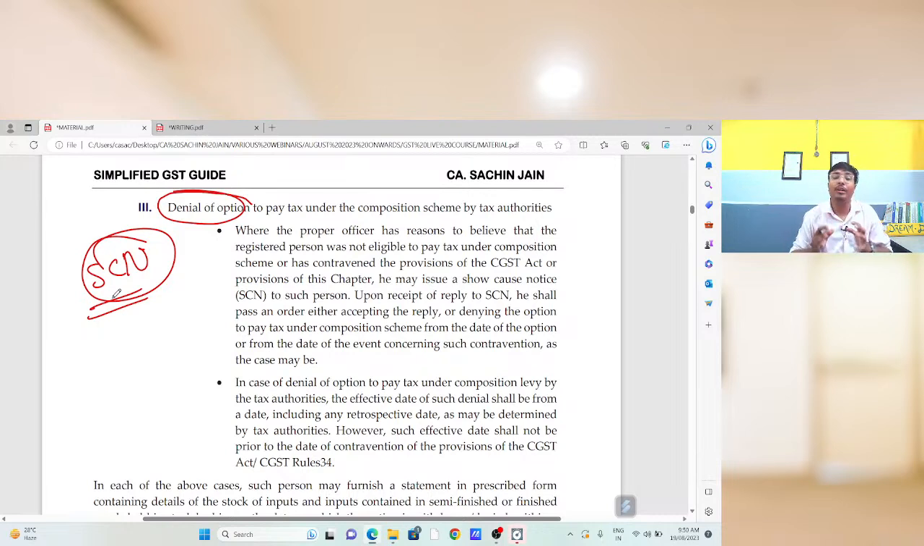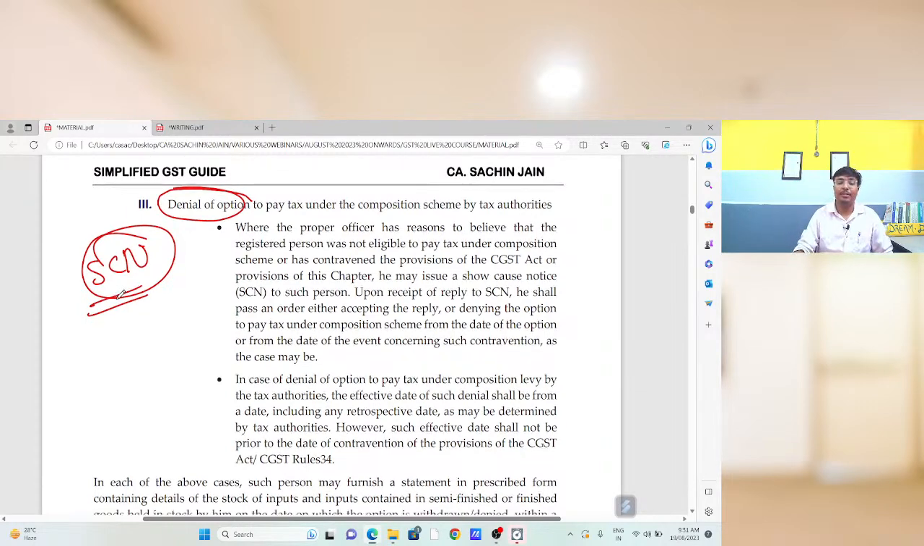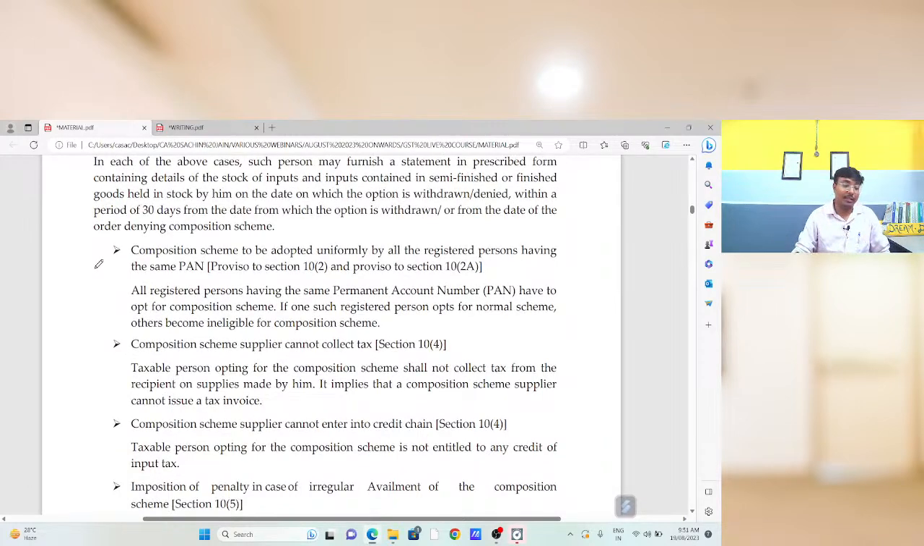If the tax authority is satisfied with the reply of a particular taxpayer, in that case they can approve the registration, approve the scheme, that is composition scheme. And if they are not satisfied, in that case they have the authority, they can issue the order that you are not eligible for that composition scheme, you need to take the registration as a regular person.